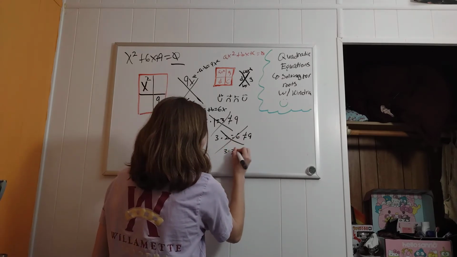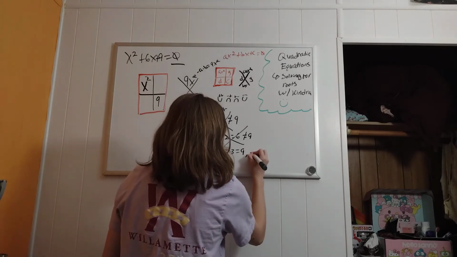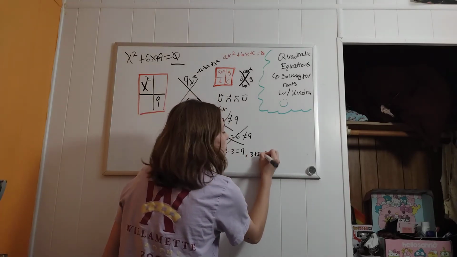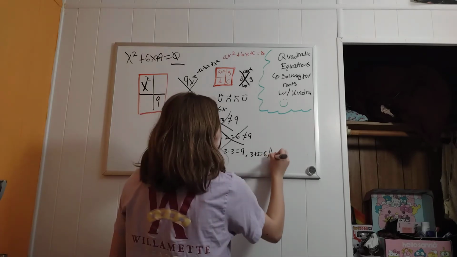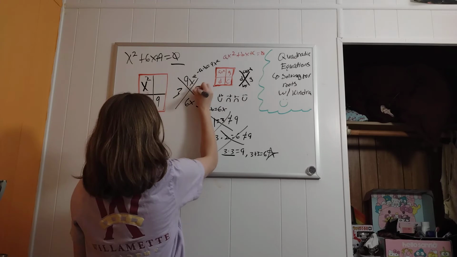3 times 3, though, does indeed equal 9. But we have to double check that 3 plus 3 also equals 6, which it does. This is our answer. So we have these two numbers right here, 3 and 3, and we're going to fill that in.